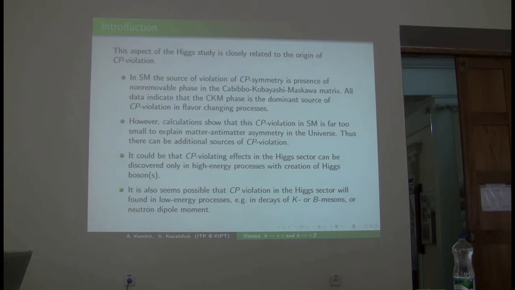Far too small to... with creation of Higgs boson. And it also seems possible that the CP violation in the Higgs sector will be found in lower energy processes, for example, decays of K or B mesons or others.